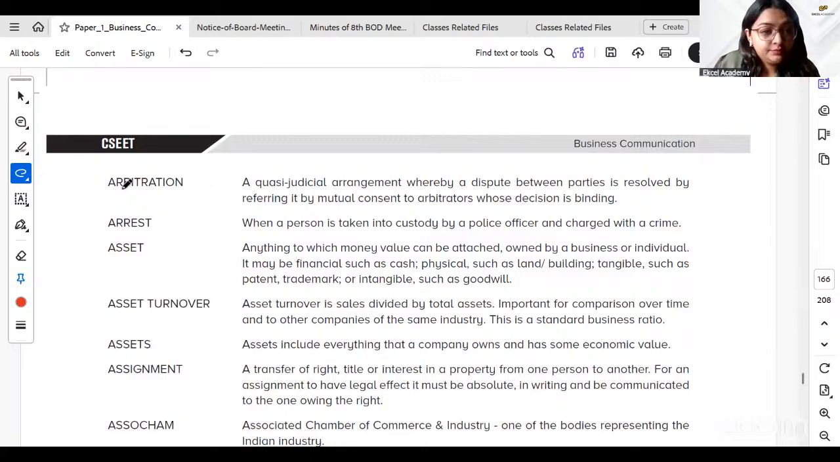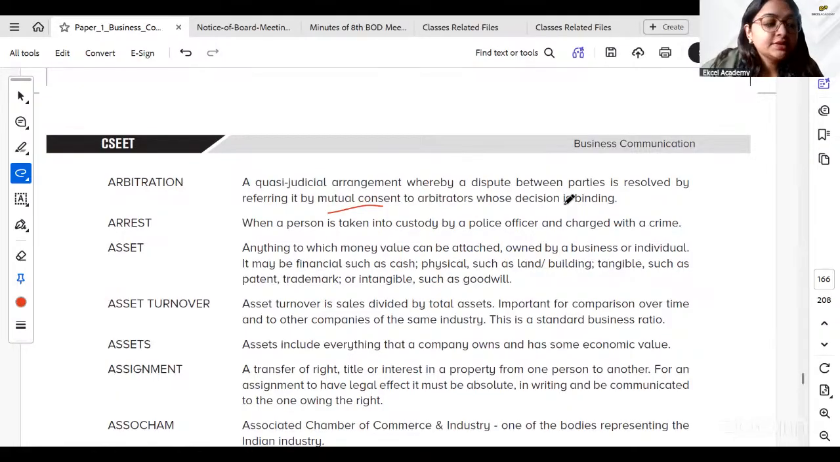Next, you have arbitration, which is a quasi-judicial arrangement whereby a dispute between parties is resolved by referring it to mutual consent or to arbitrators whose decision is binding, right? So let's say, for example, you have entered into a partnership agreement, okay? And then you have appointed an arbitrator. So an arbitrator is not a court per se. It is a person that you decide will be the arbitrator for your case, okay?